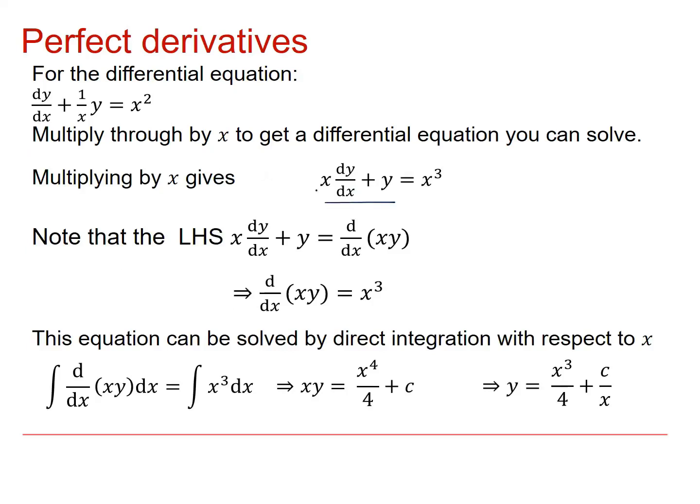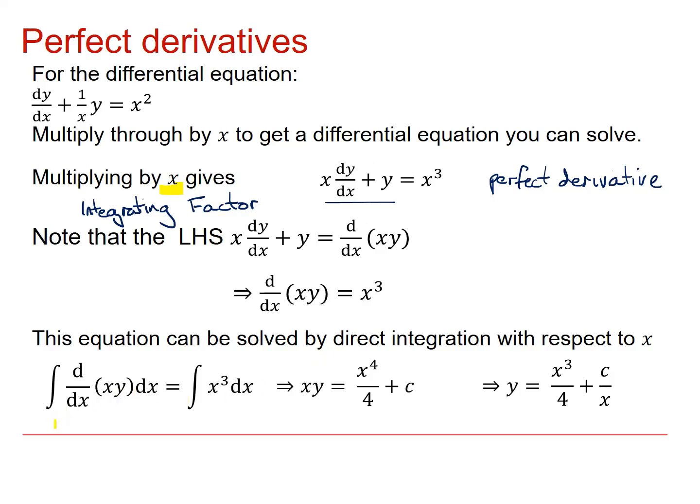This, which is just a derivative of a product, is known as a perfect derivative. And this, that we multiplied through by to get this perfect derivative, is known as an integrating factor. And we will look in a later video at how we can work out what integrating factor we need to form a perfect derivative on the left-hand side.